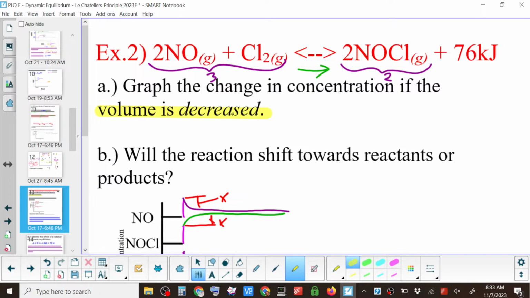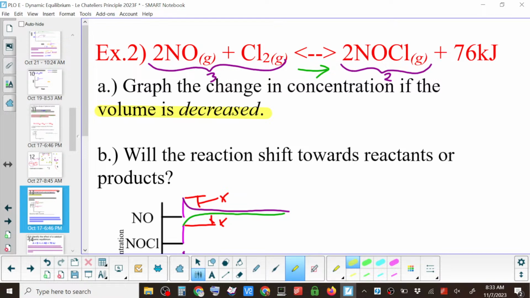So this starts to go up because they're shifting this side, and these both go down, and they do so in a proportion of 2, 1, 2. Because they're going to this side via stoichiometry. 2 particles of this react with 1 particle of that, so the 2 to 1 disappear and make 2 particles of this. So this should go up twice as much as Cl2 goes down. And the amount they go up and down should be equal for NO and NOCl.